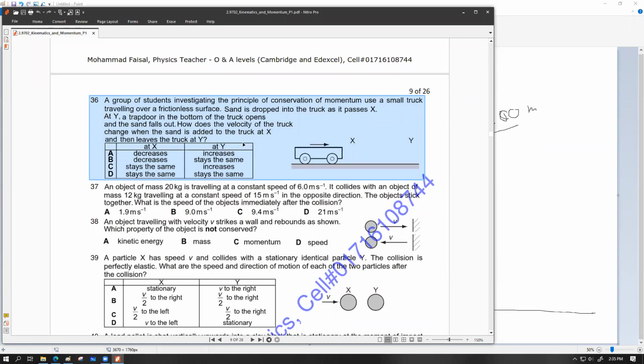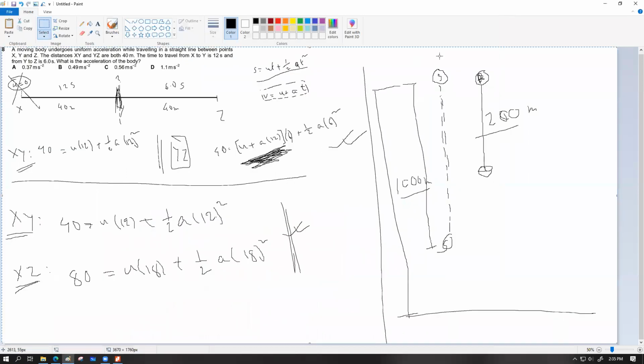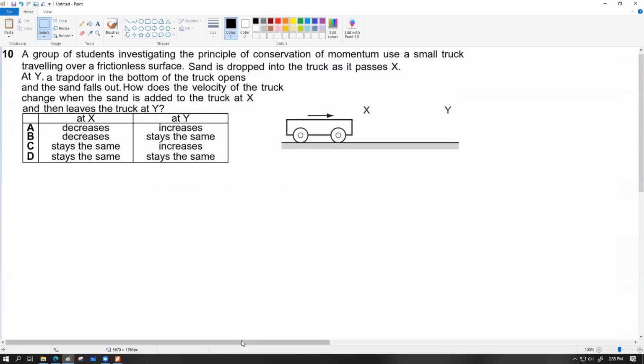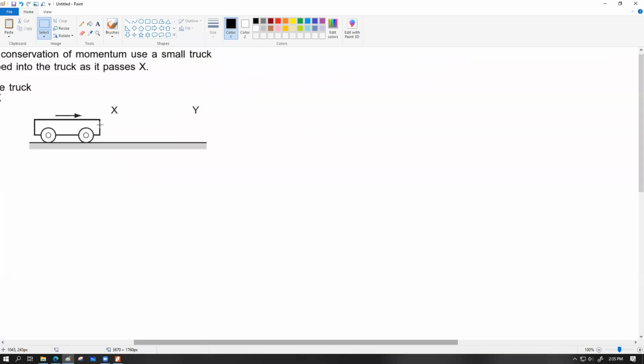A frictionless surface is something that if something is moving on it, it should be able to move on forever, right? There is nothing to stop that object, which means if at position Y, when the trolley reaches position Y, and the trapdoor opens and sand starts to fall out of the trolley, what happens to those sand particles as they fall onto the ground?